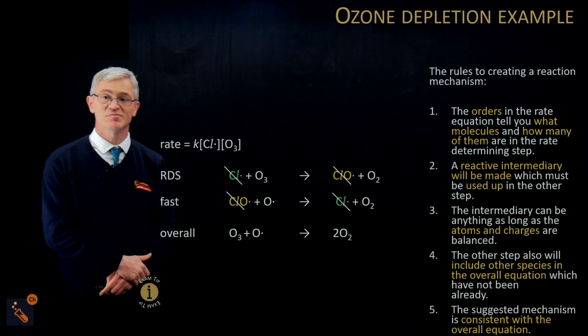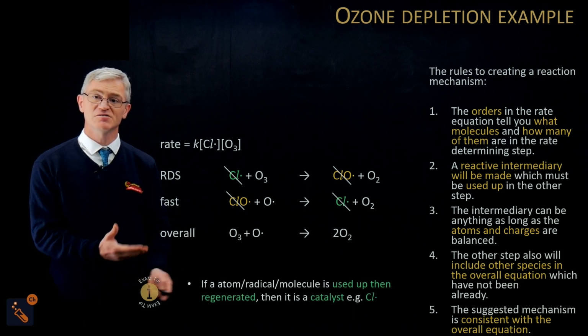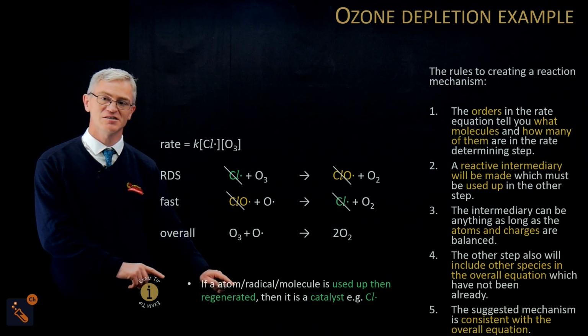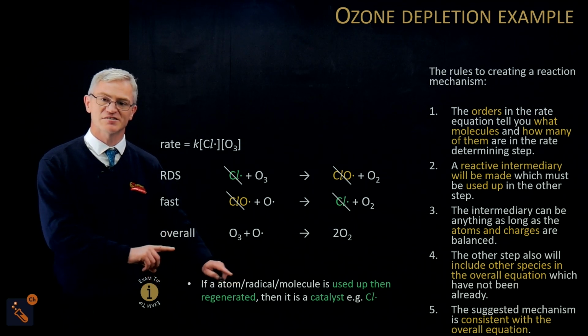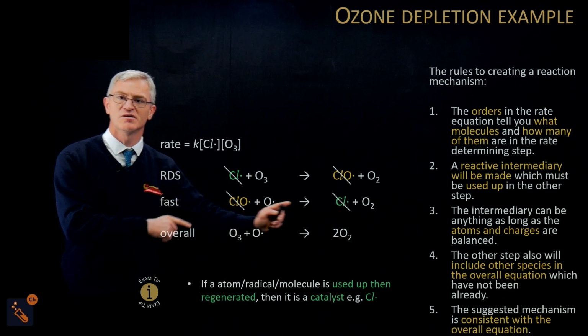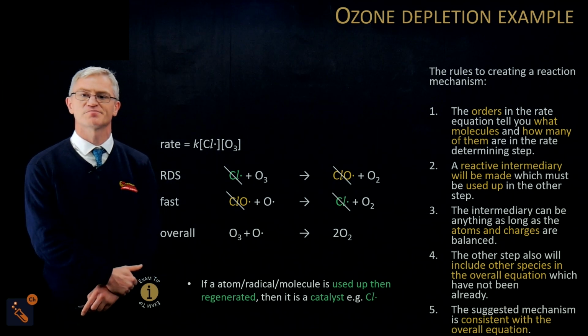And that goes on to our exam tip. Okay, if they're used up and regenerated, then it's a catalyst. And that is your definition, especially in your second year of A-levels, for a catalyst. Used up, then regenerated. So why is something a catalyst? Because it's used up and it's regenerated.